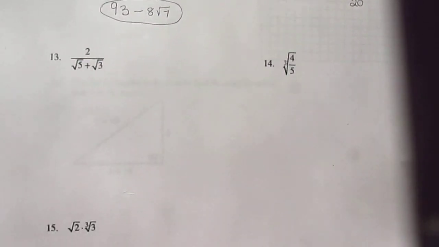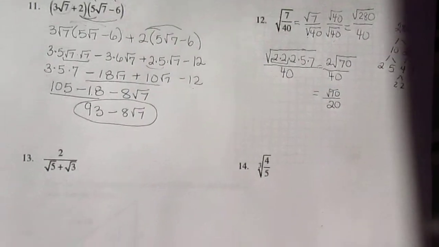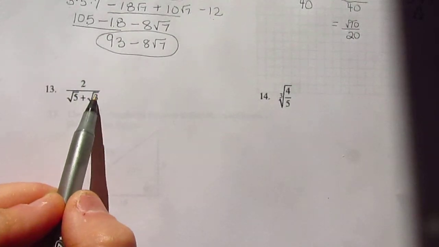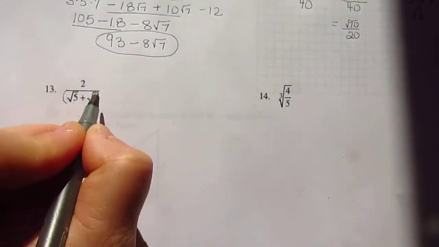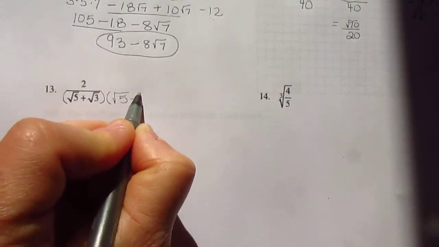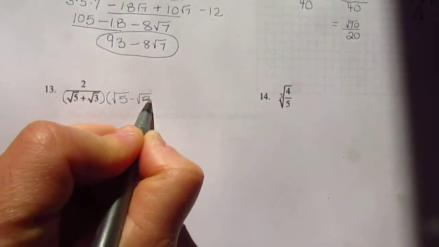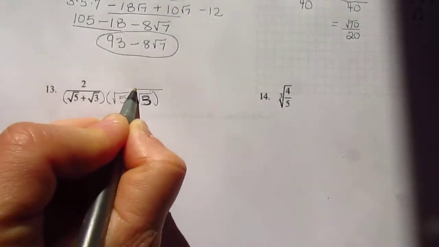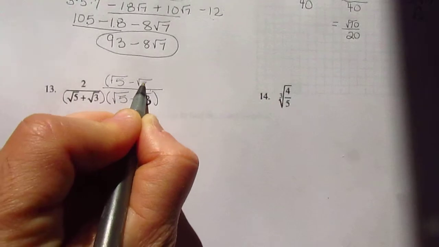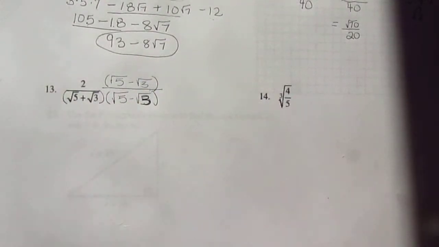Question number 13. Give me a minute for that one. You can pause. Question number 13: no radicals in the denominator. I need to clear this. In order to do that, I need to multiply by its conjugate. But in essence, I am really just multiplying by a form of 1.